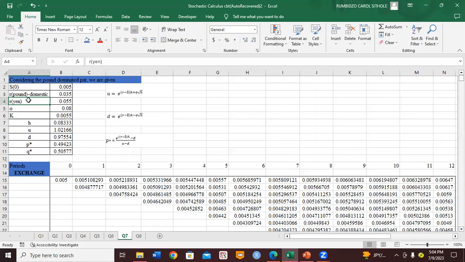I try to find ways to make these understandable, so I hope it's a bit clear. So, and then we'll move on. Since we're calculating a binomial model, we'll need our H, our U, our D, our P, and our Q.